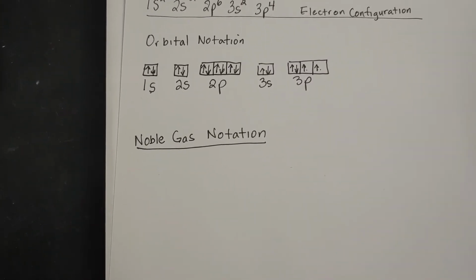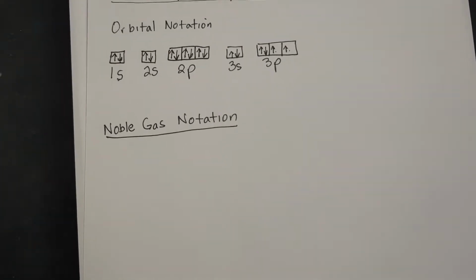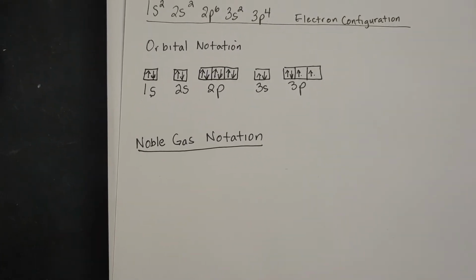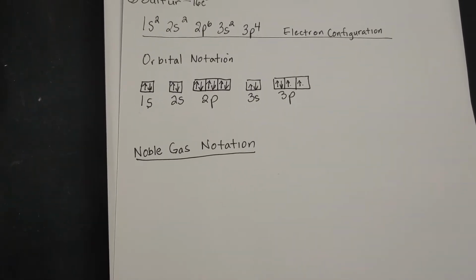Alright, so the last video talked about how to do orbital notation, and this video is going to talk about how to do noble gas notation. And noble gas notation is just another way to shorten the configuration.